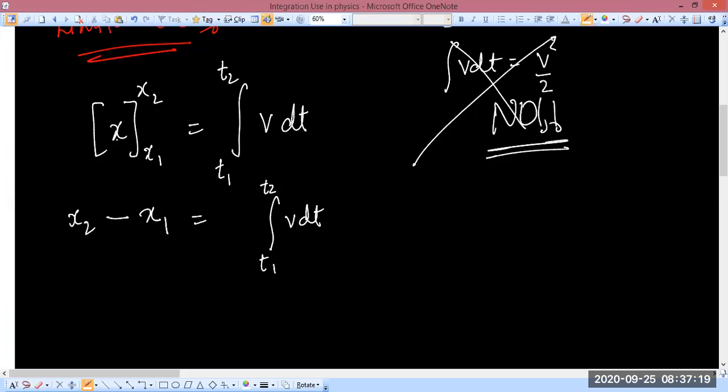What is x2 minus x1? People, what is x2 minus x1? Very good, Ami, Rishabh, well done. Yes, well done, all of you. I would like all of you to recall what we have learned. x2 minus x1 is delta x, or displacement, isn't it? This is displacement.